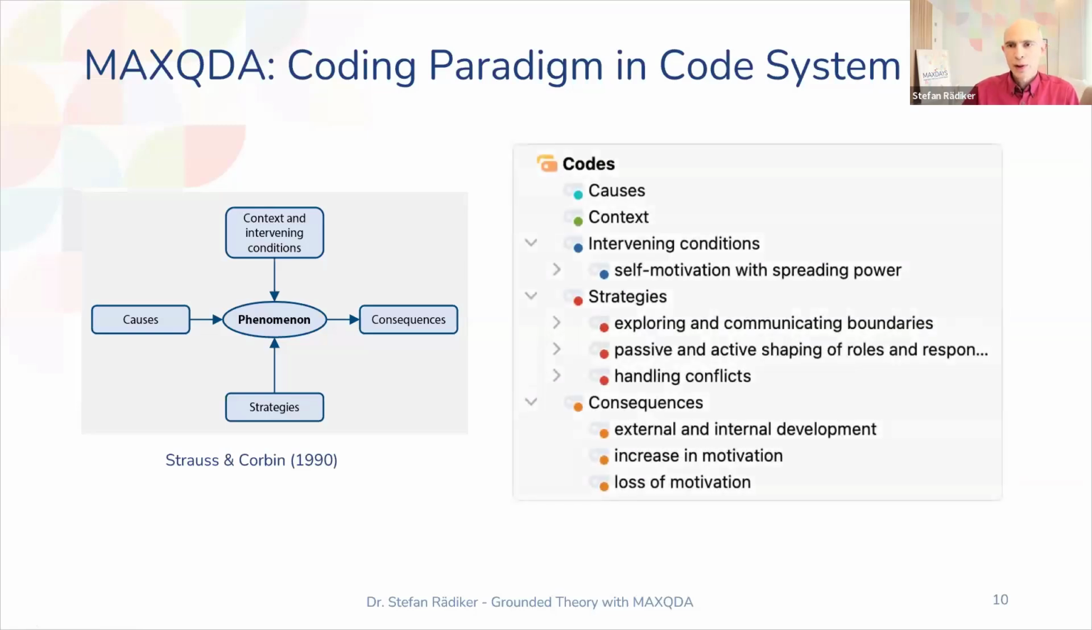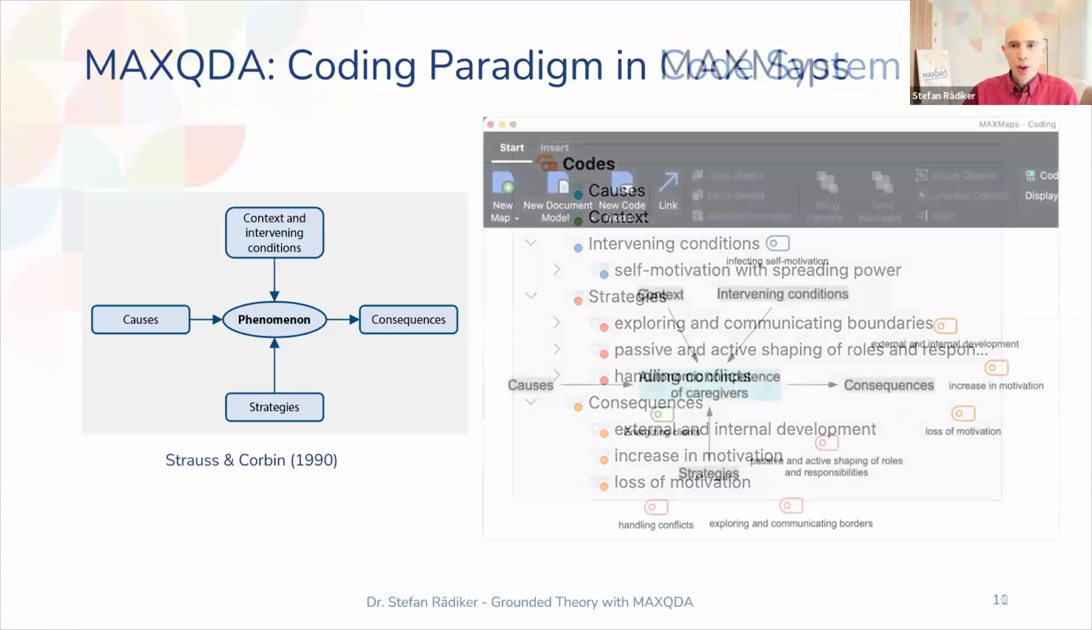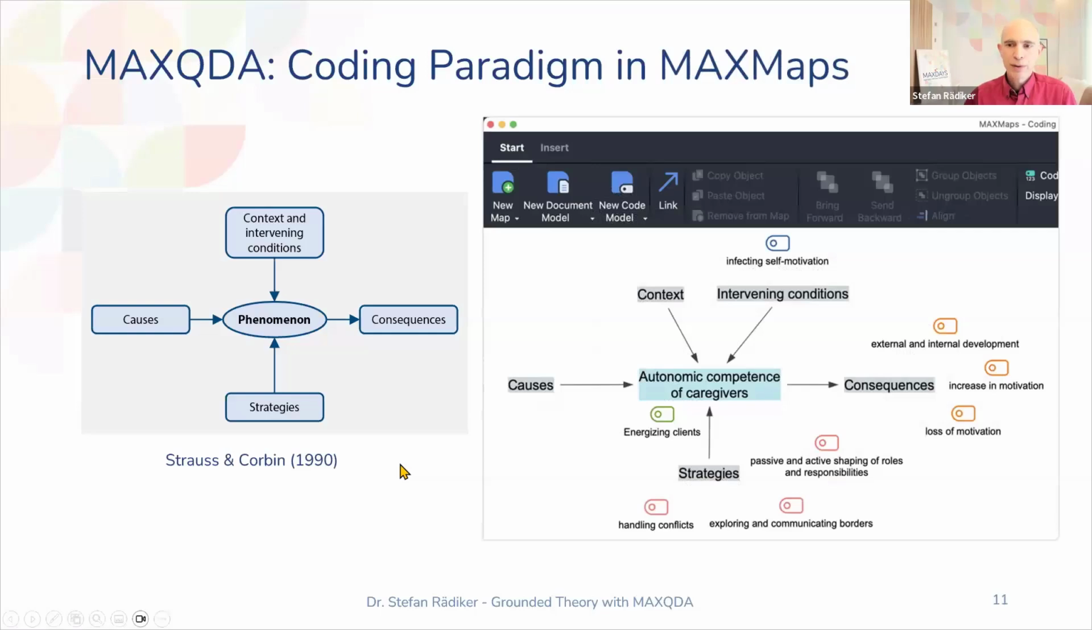When we're doing this in a code system, we may define those parts of the coding paradigm as top-level codes here: causes, context, intervening conditions, strategies, consequences. And we could place the previously created categories and codes below each of those parts of the coding paradigm to structure our concepts. We could also do this in a graphical, visual way in MaxMaps.